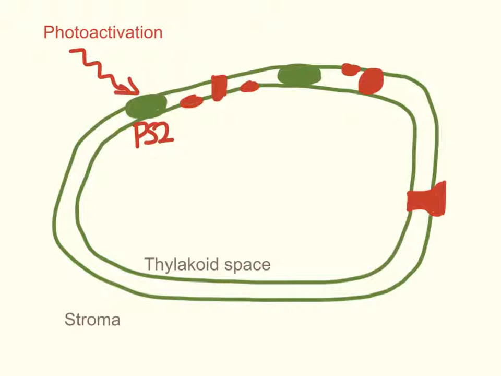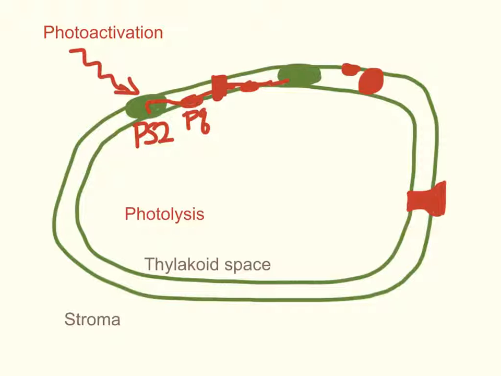and it's going to be accepted by the primary acceptor, which we call plastoquinone. This is an electron acceptor, and so the electron will travel through a variety of carrier molecules in the electron transport chain, very similar to how we discussed in the cell respiration process. So that's photoactivation.